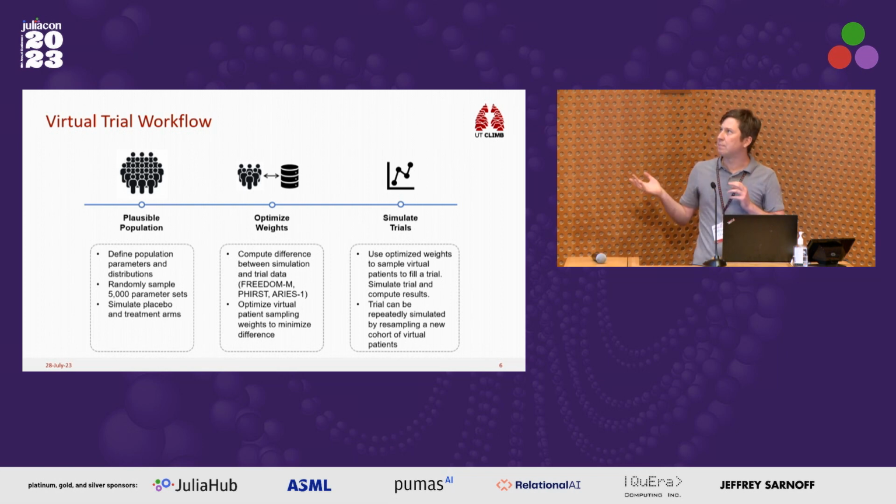And then the last step in our process is to simulate trials. So what we do for this is we set trial parameters, such as the number of patients. So if we're looking at a trial with 220 patients, we'll set that. And then we sample, using these weights that we just calculated, we sample these parameter sets to generate that many virtual patients for a virtual trial. And then we simulate the trial to see the results.